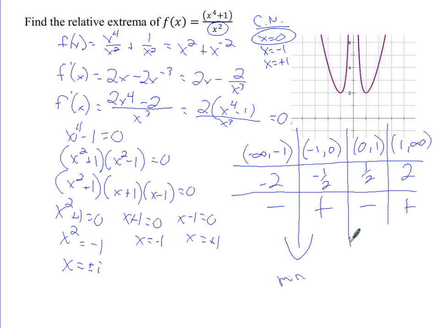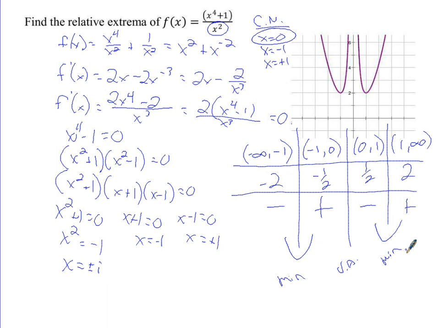And this is a vertical asymptote. I can actually label that if I want to. And then we are going from decreasing to increasing here. That looks like that. So this is a minimum as well. So find the relative extrema. We know they're both minima.